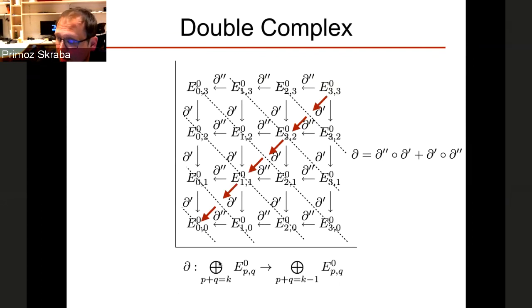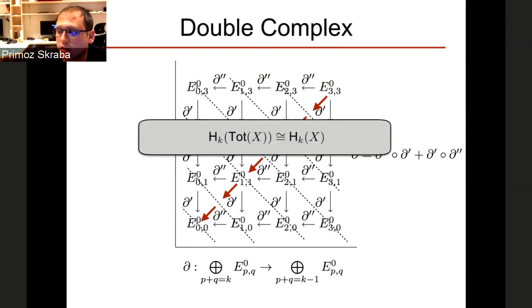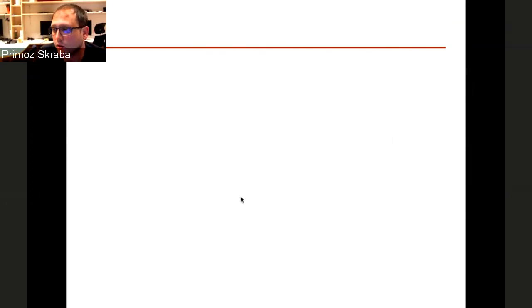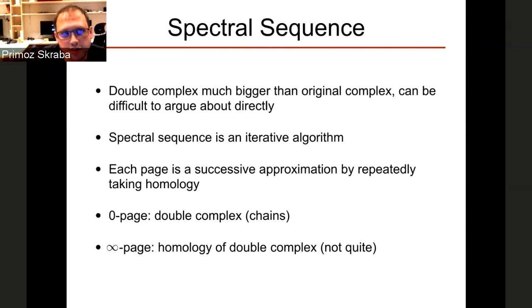And it turns out this is a real complex. So this is called the double complex. Sometimes it's also called the total complex. And there's a very general result that says that the homology of the total complex is the same as the homology of the space. So if we were to compute the homology with respect to this boundary operator, persistent or otherwise, we would get exactly the right answer. Okay, so what have we actually done here? Well, now we're going to actually apply a spectral sequence.